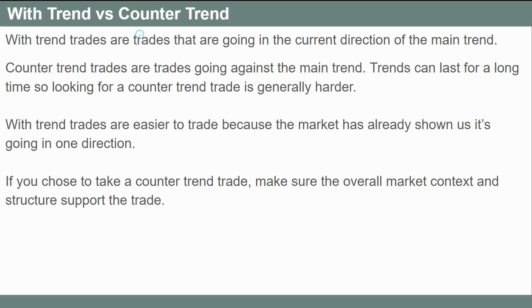With trend versus counter trend. With trend trades are trades that are going in the current direction of the main trend. Counter trend trades are trades going against the main trend. Trends can last for a long time, so looking for a counter trend trade is generally harder. With trend trades are easier to trade because the market has already shown us it's going in one direction. If you choose to take a counter trend trade, make sure the overall market context and structure support the trade.